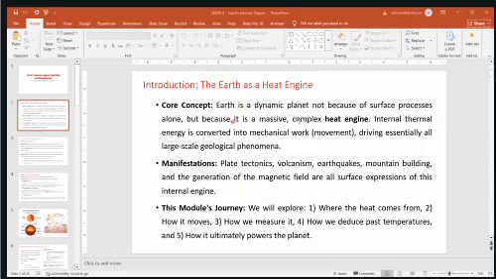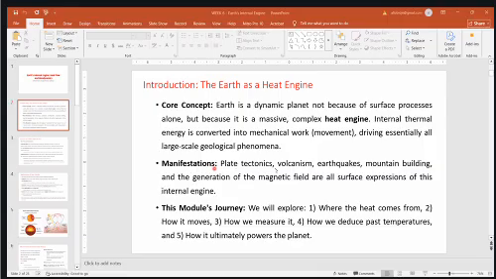So Earth is a dynamic planet, not because of surface processes alone, because what we are used to is what goes on at the surface, what we do as humans, but because it's a massive complex heat engine. Internal thermal energy is converted into mechanical work, that is movement, driving essentially all large-scale geological phenomena. So there are a lot of things happening within the Earth: the crust, the mantle, the core, and all that. How do they manifest? What do we see?